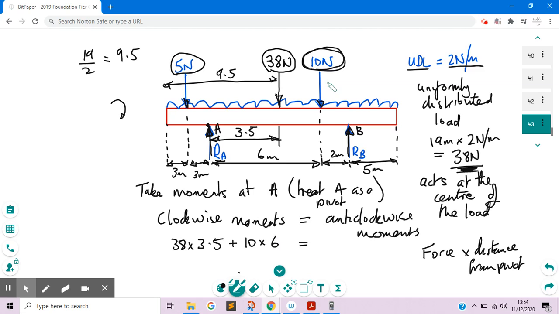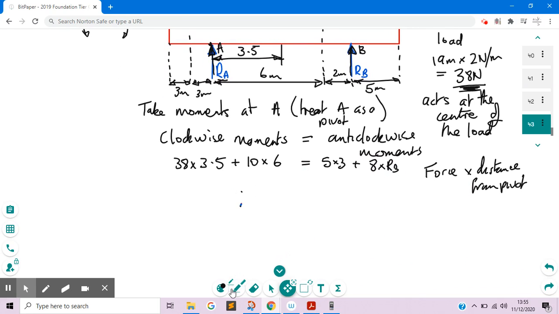And then if we look at the anti-clockwise moment, so that's anything that's going to turn it in that direction, we can see the 5 Newton force is going to turn it in an anti-clockwise direction, and that's acting at 3 metres from the pivot. That's 5 times 3, and I'm going to add to that the effect of the support at B, the reaction at B. Since that's 8 metres away, so 6 plus 2 is 8 metres, we've got 8 times RB. So we've got an equation now which will allow us to work out what RB is.